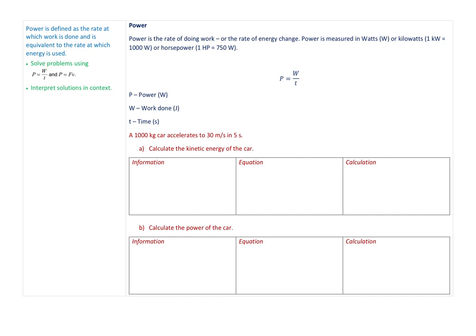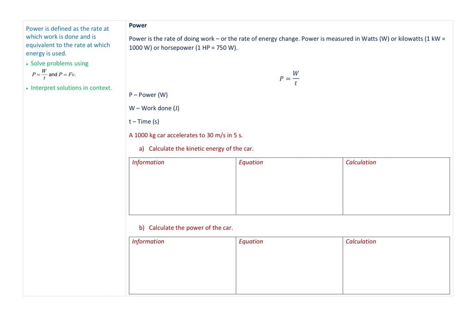So anything that's per rate, you know, velocity is the rate of change of position. Acceleration is the rate of change of velocity. Anything that is a rate has time on the bottom. We're dividing by time. It's the rate of doing work. So power is equal to work done divided by time. You need to be able to solve problems and interpret problems with this. Power is measured in watts. 1 kilowatt is 1,000 watts, and you may also be familiar with the horsepower. 1 horsepower is equal to 750 watts.